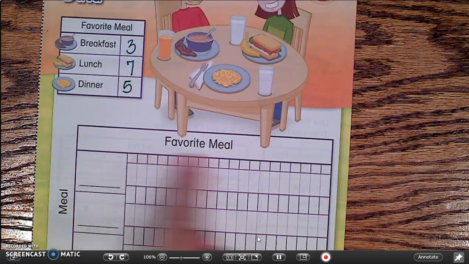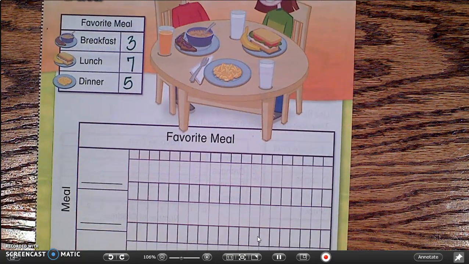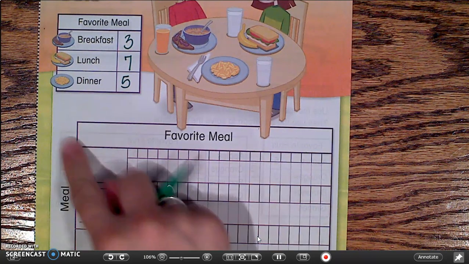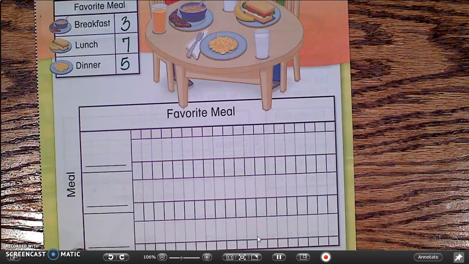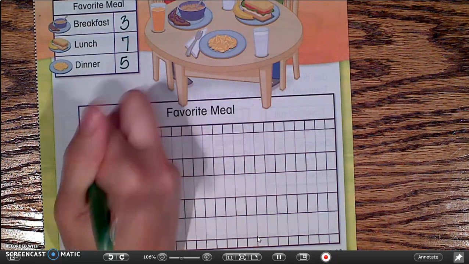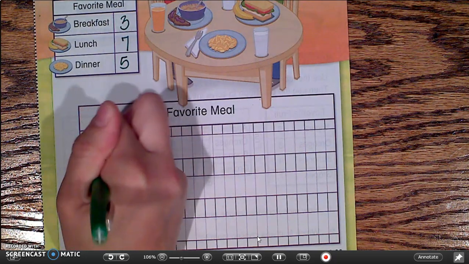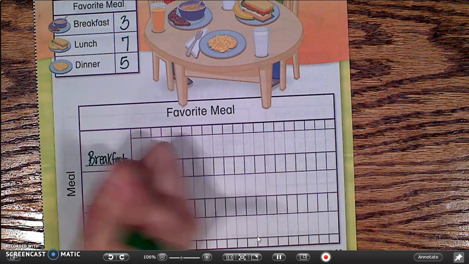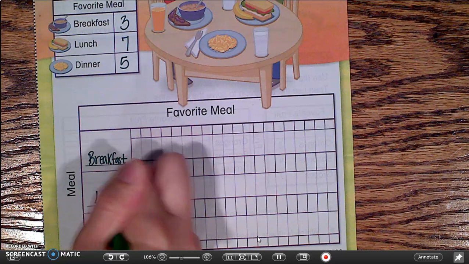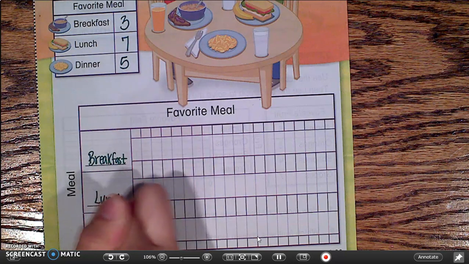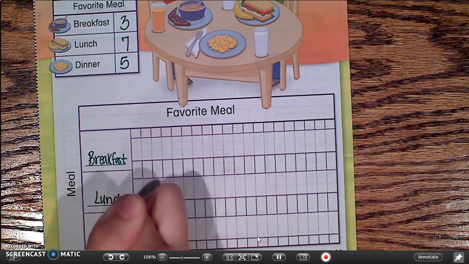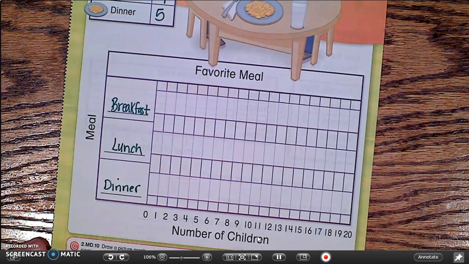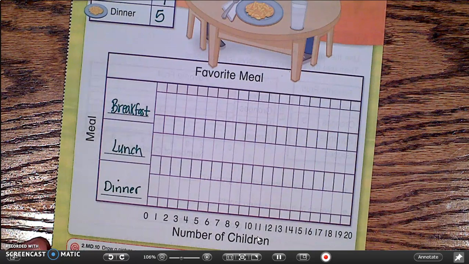Then here we are going to make our bar graph. The title of our bar graph is favorite meal. On this side are the labels for the type of meal. First we have breakfast. Then we have lunch. Then we have dinner. And down here, the numbers tell us the number of children who like each meal.